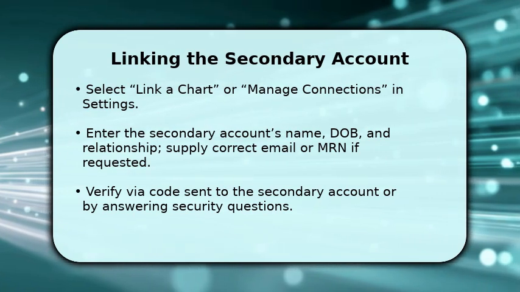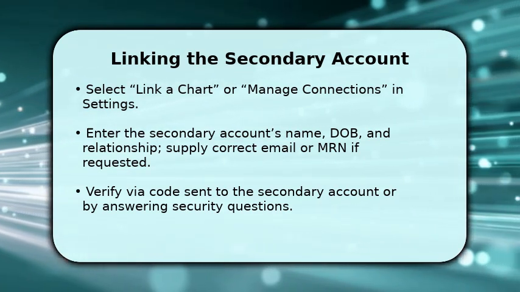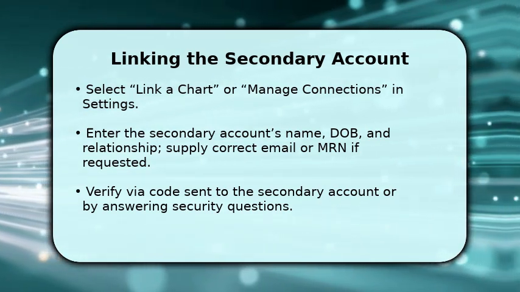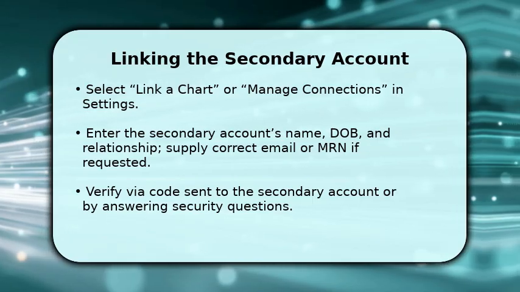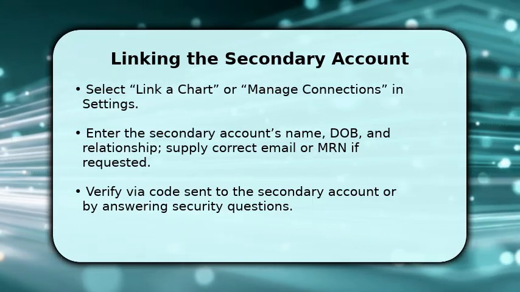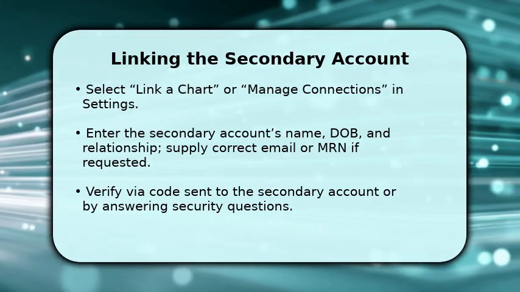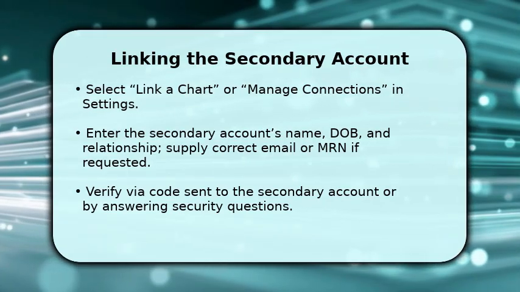Choose Link a Chart or Manage Connections in the Settings menu. Enter the other person's legal name, date of birth, and relationship. This is how MyChart matches records. Next, provide the email, phone, or medical record number if prompted.